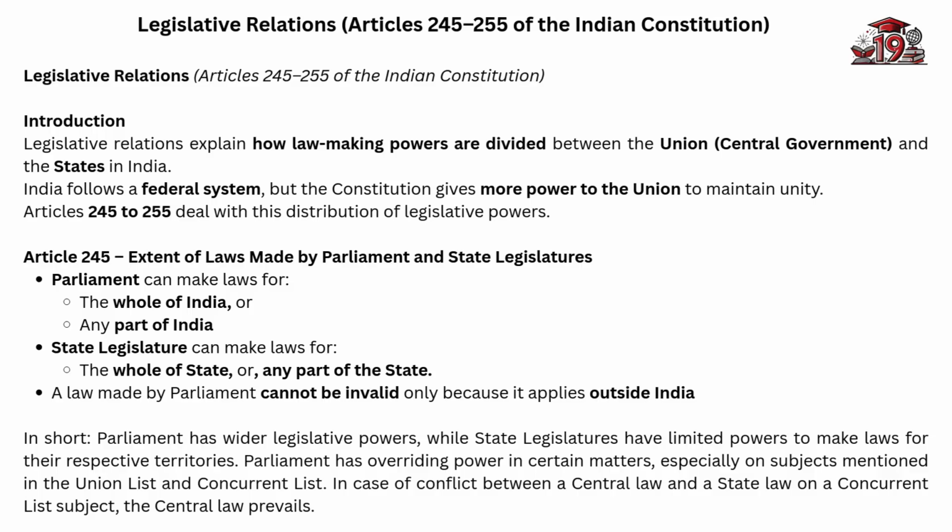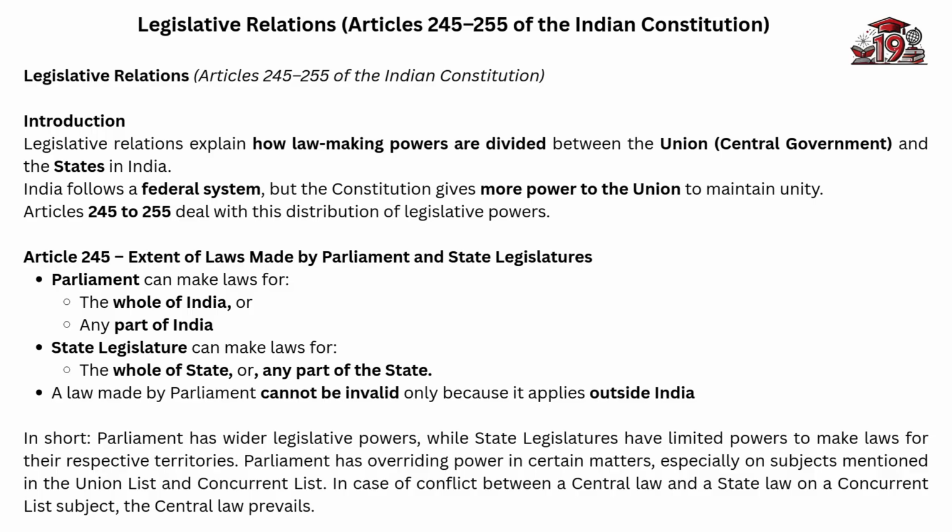Article 245, Extent of laws made by Parliament and state legislatures. Parliament can make laws for the whole of India, or any part of India. A state legislature can make laws for the whole of the state, or any part of the state. A law made by Parliament cannot be invalid only because it applies outside India. In short, Parliament has wider legislative powers, while state legislatures have limited powers to make laws for their respective territories.